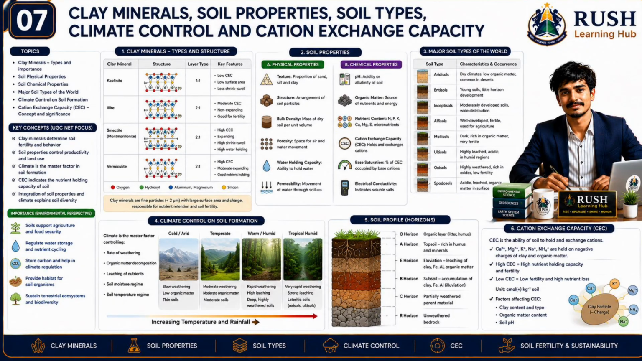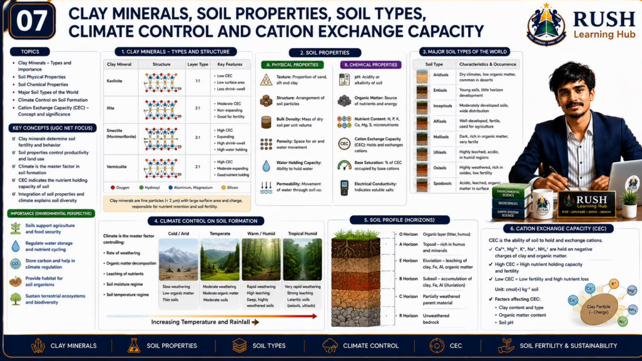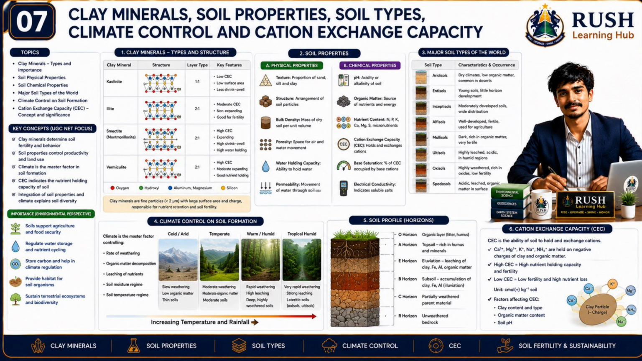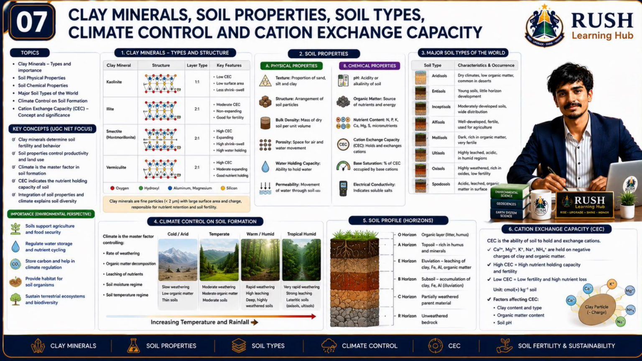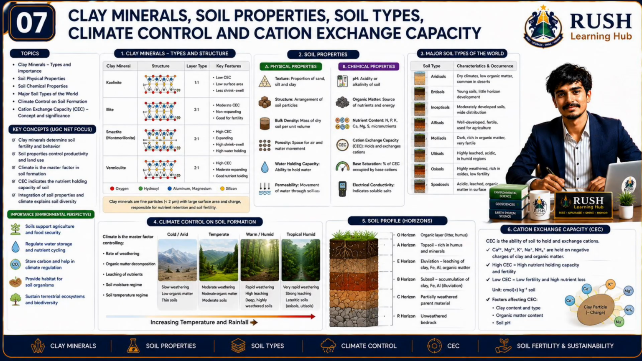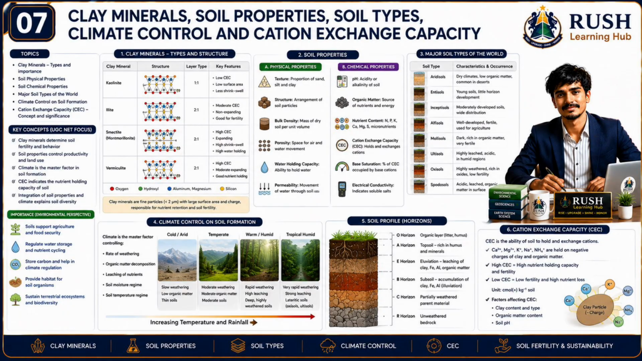For UGC NET examination, remember the following important concepts. Classification of clay minerals. 1:1 and 2:1 layer silicates. Kaolinite, illite, montmorillonite, and vermiculite. Soil physical and chemical properties. Major soil types of India. Climate control on soil formation. Definition and significance of cation exchange capacity. Factors affecting CEC. Relationship between clay minerals and nutrient retention.